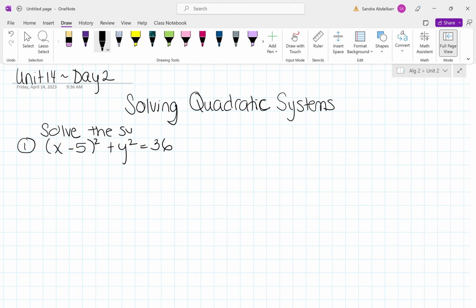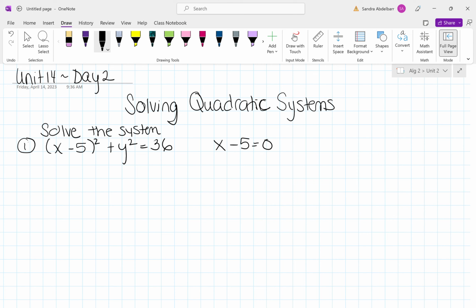So we want to solve the system. And the other equation is x minus 5 equals 0. First we're going to solve this by graphing. When we're solving a system by graphing, we take the two graphs and look to see where they intersect. Their points of intersection are the solution points.